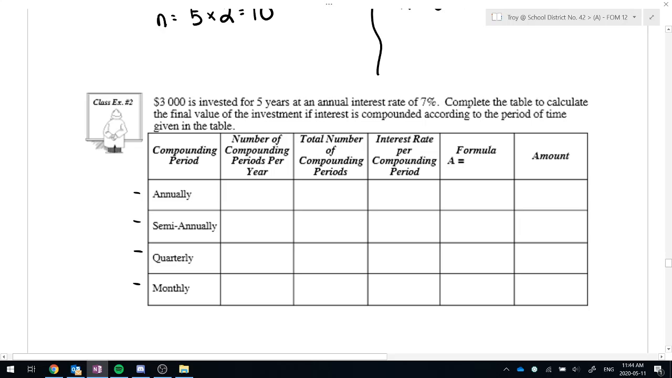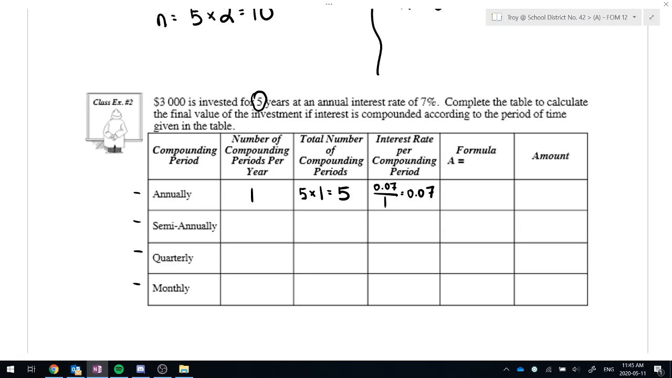If we're compounding annually, the number of compounding periods in a year is once a year. The total number of compounding periods, if we're investing for 5 years, and it's 1 time a year, is 5 times 1, so obviously that's going to be 5. The interest per compounding period: we've got 7% here, so that's 0.07, but we're only compounding once in a year, so that's just 7%.